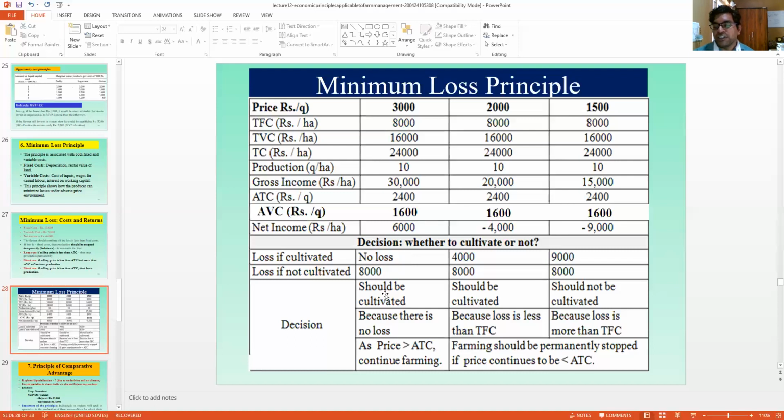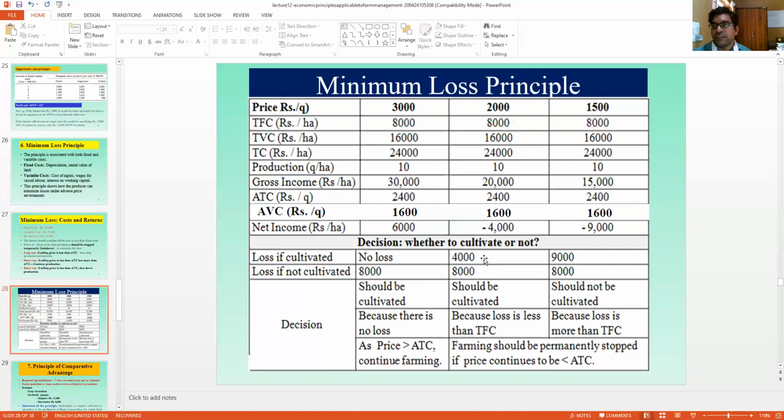What's the decision? The decision is that the farmer should cultivate. Why? Because there is no loss and the price is more than ATC. Is it so? Yes, you see, price 3,000. What's the ATC? Average total cost, which is nothing but total cost upon Y, 24,000 upon 10, 2,400. So the price of 3,000 rupees is more than ATC. It is more than AVC also. So in the long run and the short run, both are good. The farmer should continue. If he stops production, he will be facing a loss of 8,000 rupees. Now, the second one.